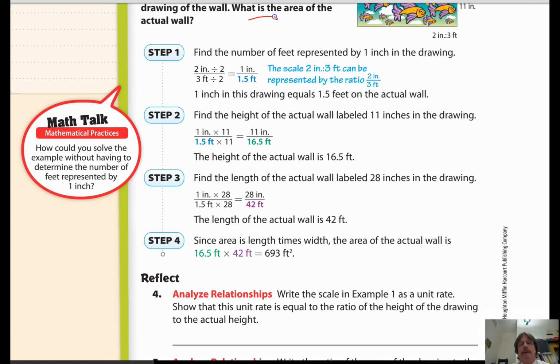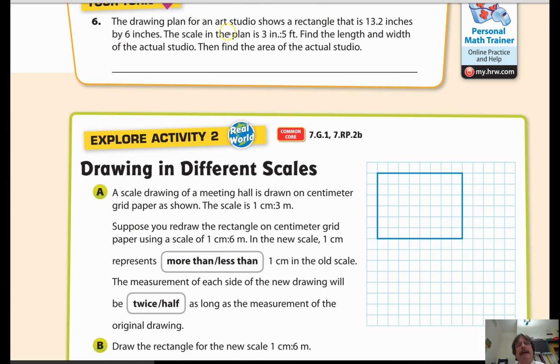So what they wanted, though, is the area of the actual wall. So area is equal to length times width. Now I have two variables here. When they're next to each other, that means you're going to multiply. So if I wrote it out, it would be length times width. But in algebra, we're not going to be doing that anymore. We're just going to have those two numbers next to each other, and you're going to have to know that that means to multiply. So I'm going to go ahead and take what they show you right here, 16.5 times 42 feet, and the area of the actual wall is going to be 693 square feet.